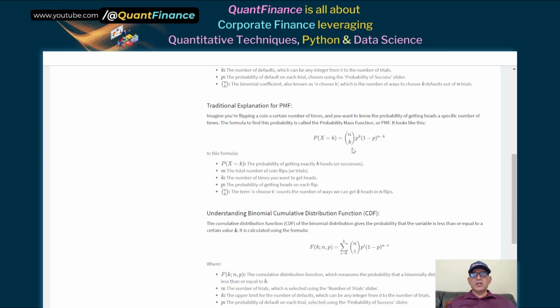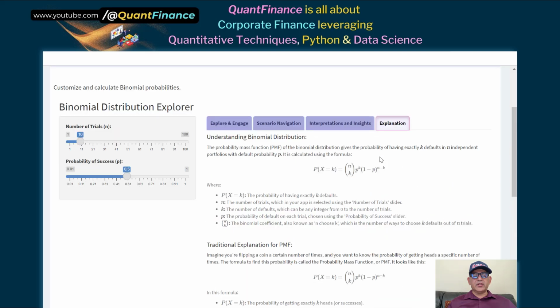n choose k here means N choose K, right? So n choose k means we can get k heads in n flips. And then probability p to the power k, and then (1 minus p) to the power n minus k. So this is the traditional formula for binomial distribution, right? We have been using it, and basically it requires two inputs from the user: one is the number of trials and the second is the probability of success.